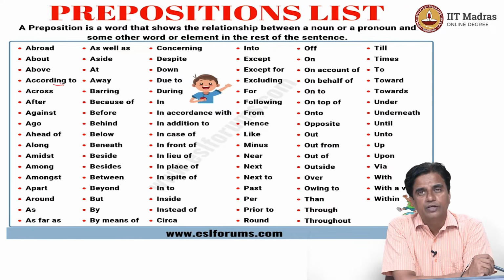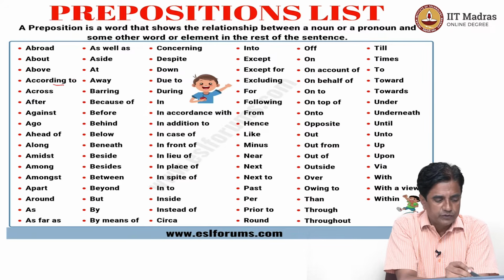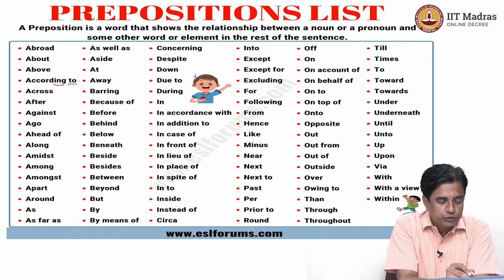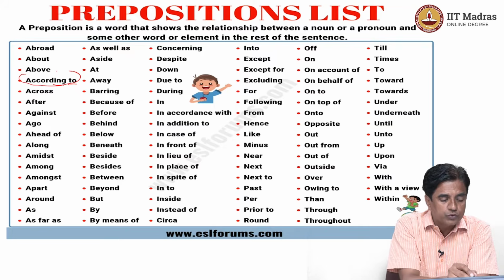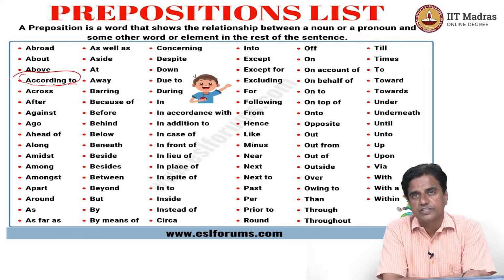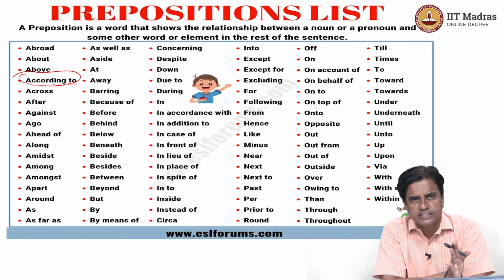-ing is the element that we usually take for verbs. And then you have "to". So this whole thing, "according to", is one preposition. It's called a compound preposition, but they do exist. The function is exactly the same.